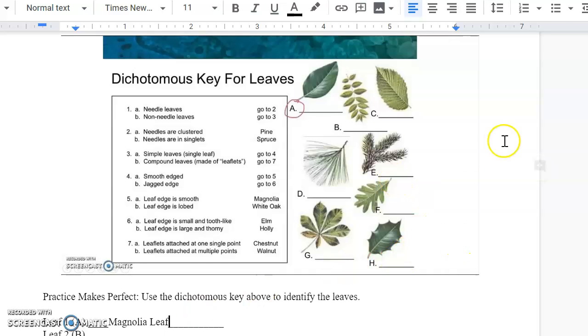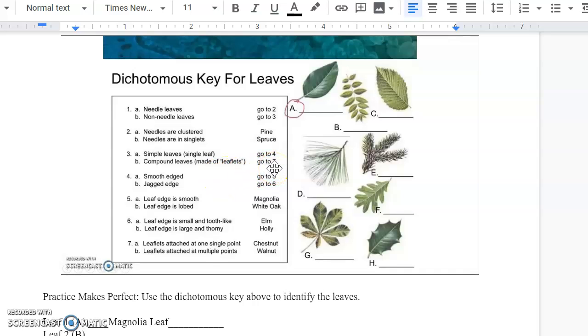And let's see. I will do B with you as well, and then I'm going to leave the others for you to figure out. So B looks like this. Needle leaves or non-needle leaves, well, again, it's non-needle leaves. Needle would be like this one. So B would be non-needle leaves. So we're going to go to 3. Simple leaf or compound leaf. Well, this time it's a compound leaf. It's got all these little bitty leaflets on it, so it's a compound leaf.